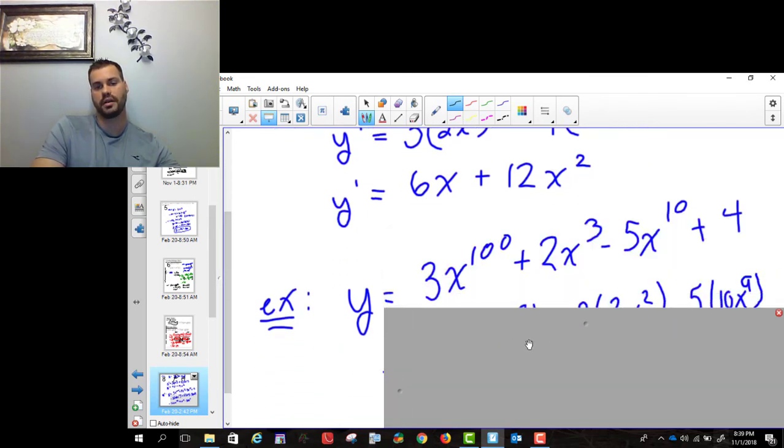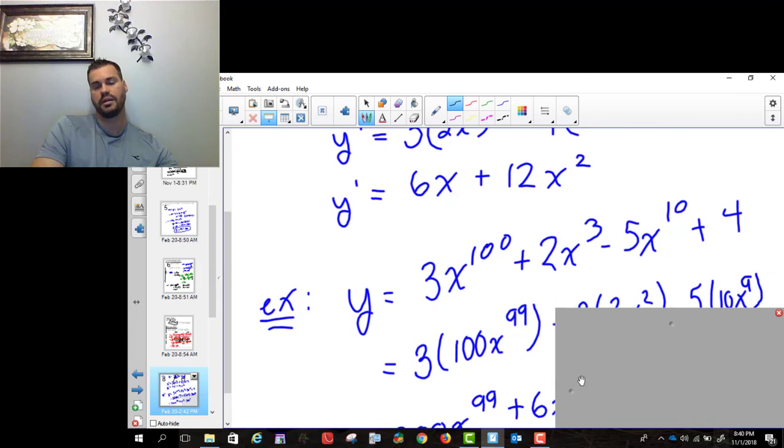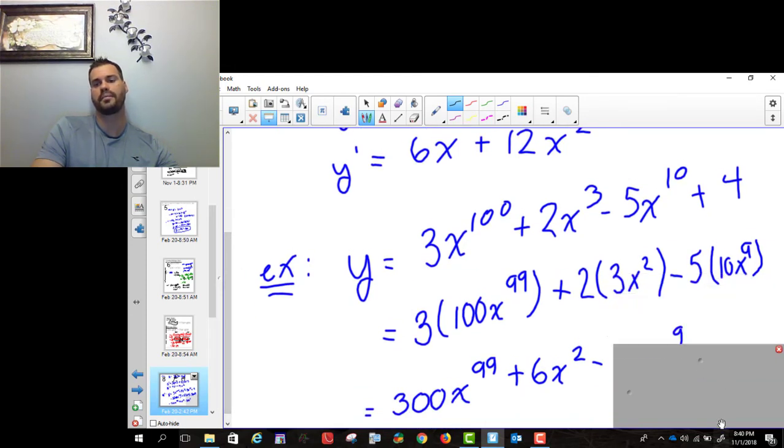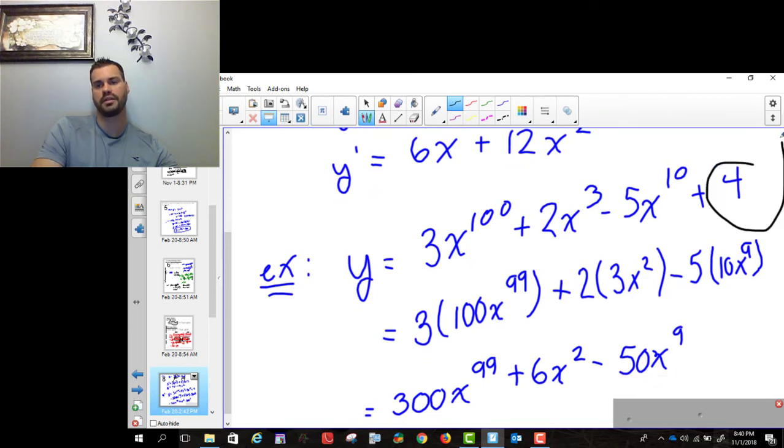Okay, so here's another example. So 3x to the 100, that's 300x to the 99. Okay, 2x cubed becomes 6x squared. The 5x to the 10th becomes 50x to the 9. And then at the end, this guy is a constant. And we said the derivative of a constant is 0. So that is why there's technically, I guess, if you want to write it in there, a plus 0. But we don't have to write it because it's 0. So that's why we end up here.